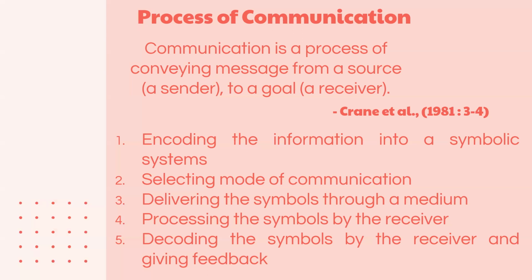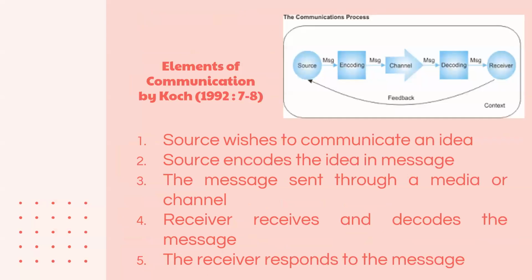For example, if you are using writing, the medium is ink. If you are using speech, the medium is air. And if you are using gesture, the medium is light. And then the fourth one is processing the symbol by the receiver. Make sure that the receiver can see or can hear our message. And then the last one is decoding the symbols by the receiver and giving feedback, where the receiver is trying to understand our message and then giving feedback on our message.